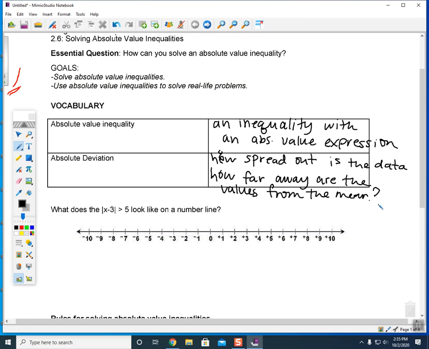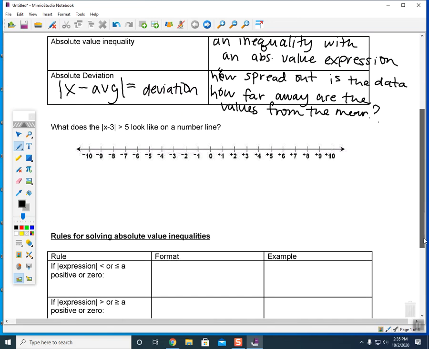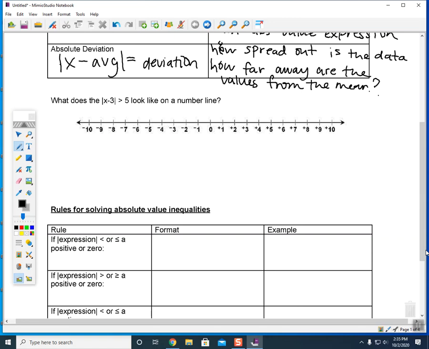So if I'm going to do absolute deviation, it's going to look like this. I'm going to have the absolute value of x minus my average equals my deviation. So we're going to look at what the inequality, the absolute value of x minus 3 is greater than 5, looks like on a number line.